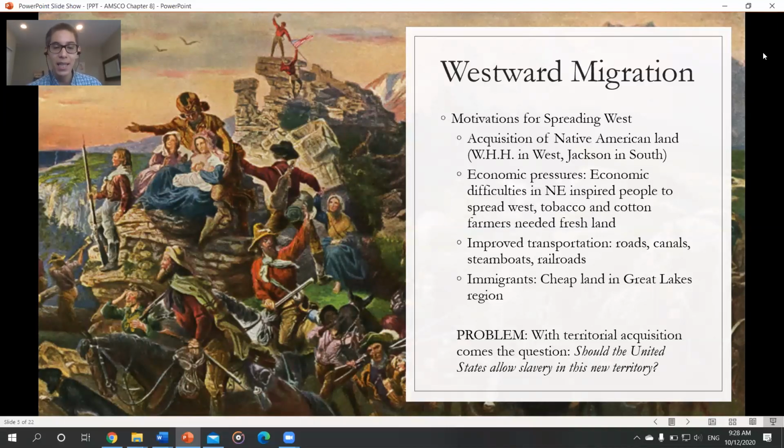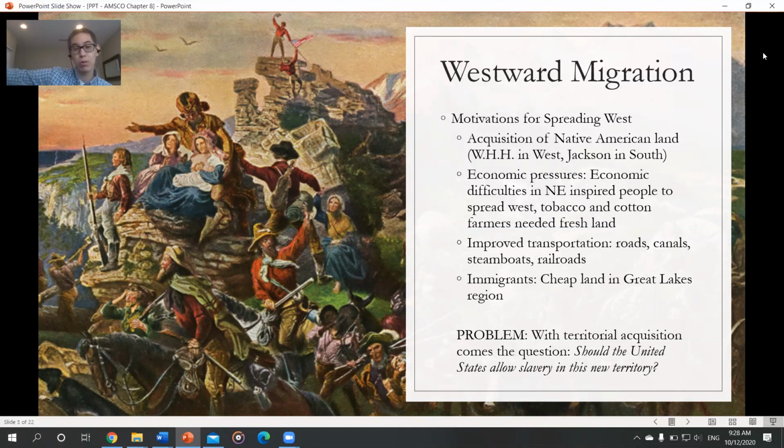Part of it was to get land from the Native Americans, William Henry Harrison in the West and Andrew Jackson in the South. We'll talk a lot about Andrew Jackson's Native American policies in a later chapter. He was really a horrible human being. So one is to get land from the Native Americans to get rid of a potential threat from the Americans' perspective. There was also some economic incentives to spread west.